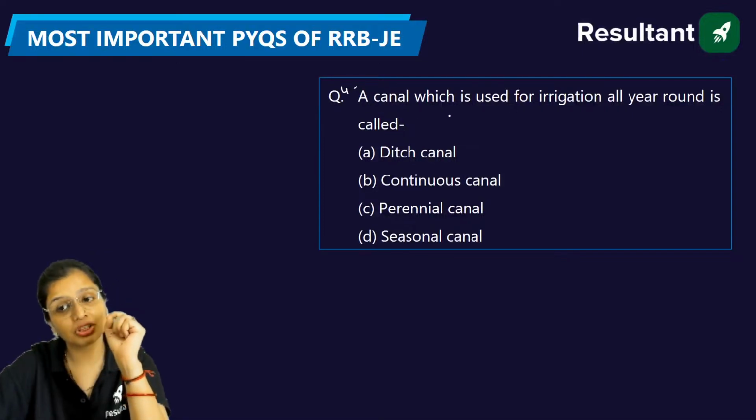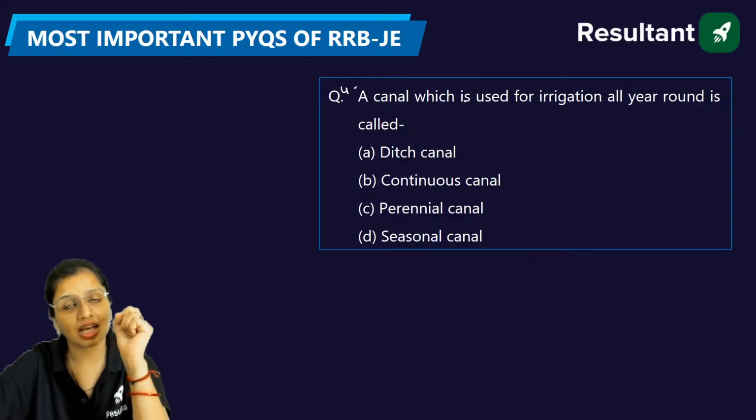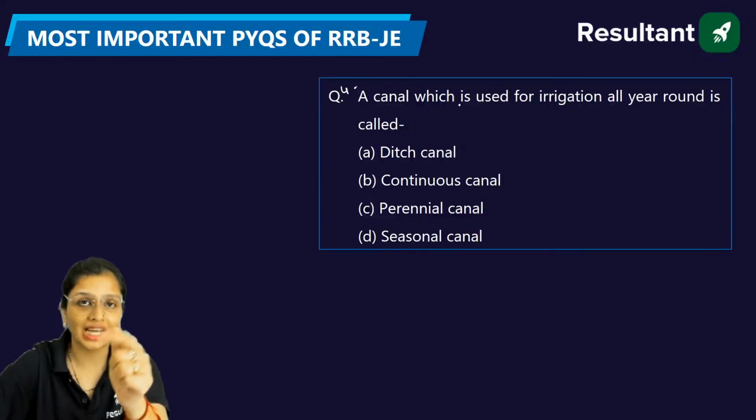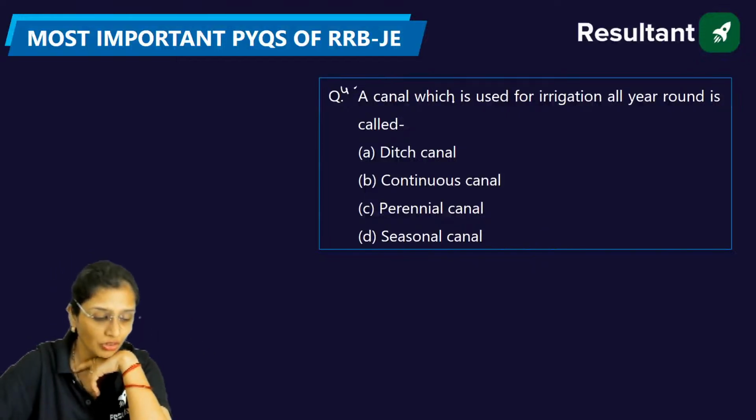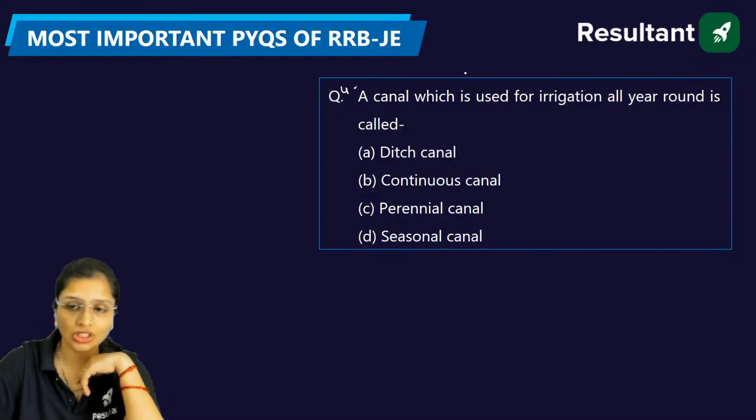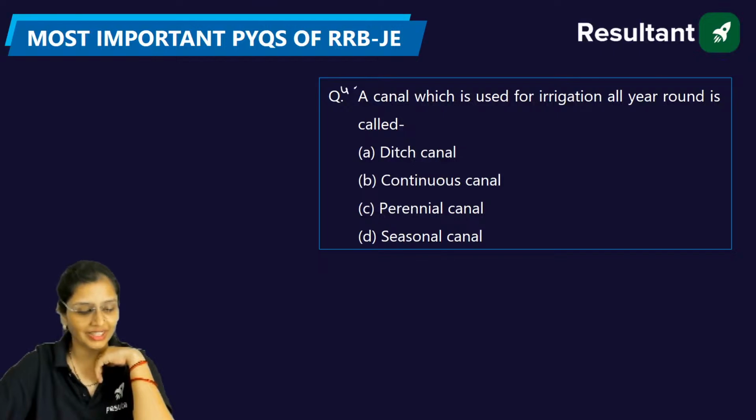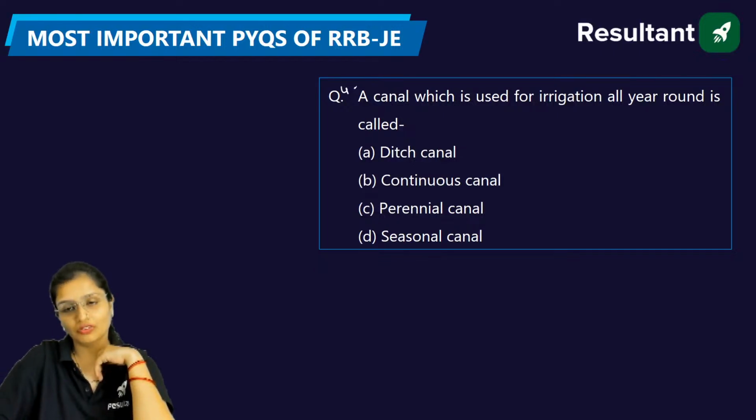Question number 4 from irrigation. A canal which is used for irrigation all year round. That means that canal which is having water throughout the year, that means 365 days. What do you call such type of canal, guys? That means it will supply you water 365 days. What do you call such sort of canal?